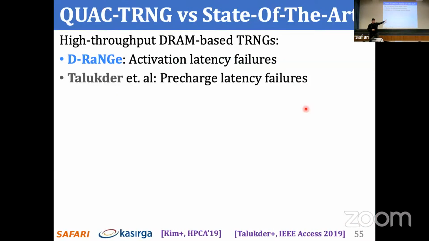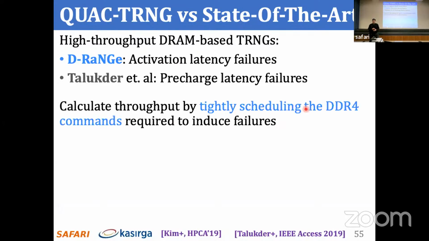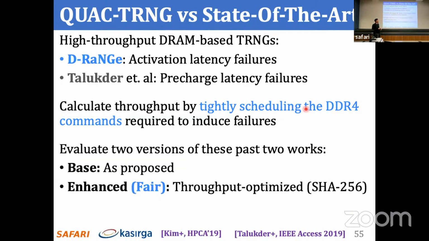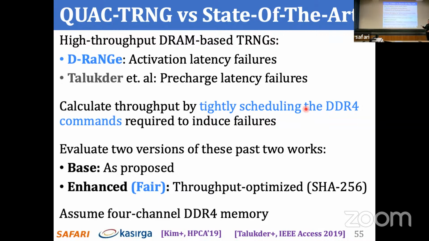And finally, we compared QUAC-TRNG to state-of-the-art DRAM-based random number generators, DRaNGe and Talukder's work. So DRaNGe uses activation latency failures, and Talukder's work uses precharge latency failures. And again, we calculate their throughput by tightly scheduling the DDR4 commands required to execute their iterations. And we evaluate 2 versions of each of these works. The base version is as they were proposed, and the enhanced version is a throughput optimized version of both of the works, where we use SHA-256 to make use of as much of the entropy that they generate as possible. And we assume a 4-channel DDR4 memory in this evaluation.